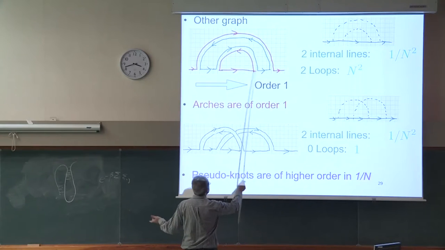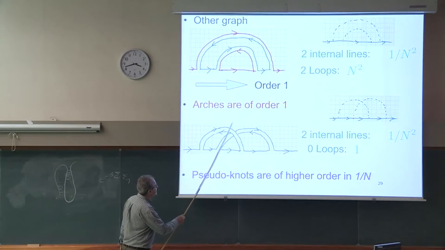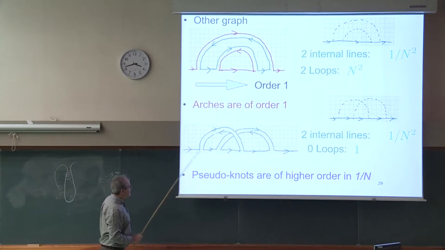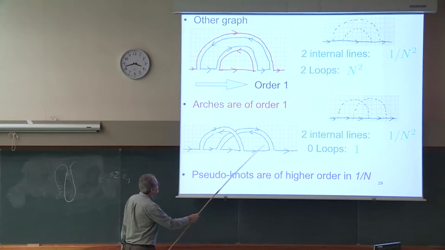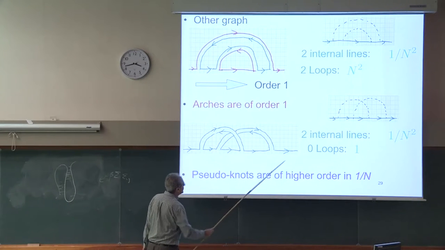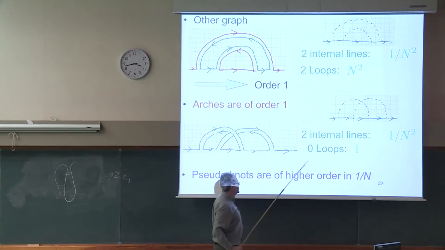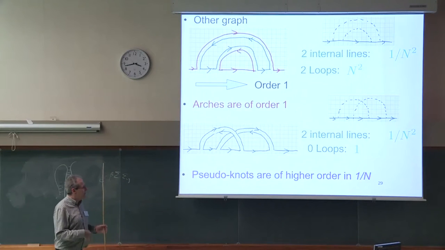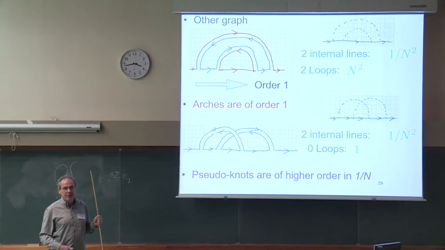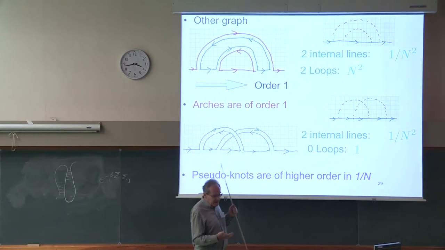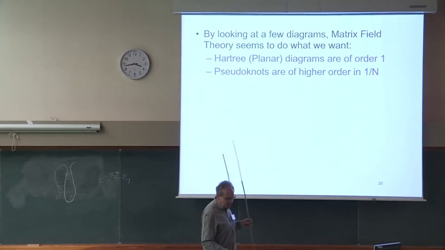Now, if I take another graph, which is planar, of course, I won't teach you that planar graphs would be of order 1. But now, if I take a pseudoknot, so for instance, this pseudoknot, which is in double line translated like this. As you can see, if I count the number of loops, I just go around like this, coming back. So this graph has no loop, so factor 1, and it has two internal lines, two pairings, so factor 1 over n squared, so this graph is of order 1 over n squared. And the theorem is general, that planar graphs are of order 1, and pseudoknots are of order at least 1 over n squared, and therefore, they are of higher order in 1 over n. So, the Hartree planar diagrams are of order 1, pseudoknots are of higher order in 1 over n.